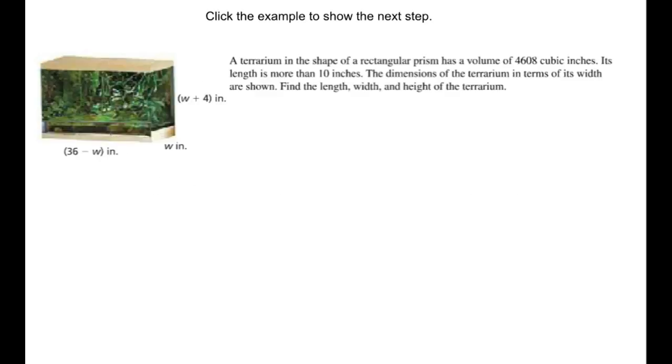So now we're going to be using that factoring to solve our real world problems. So a terrarium in the shape of a rectangular prism has a volume of 4,608 cubic inches. Its length is more than 10 inches. The dimensions of the terrarium in terms of its width are shown. Find the length, width, and height of the terrarium.